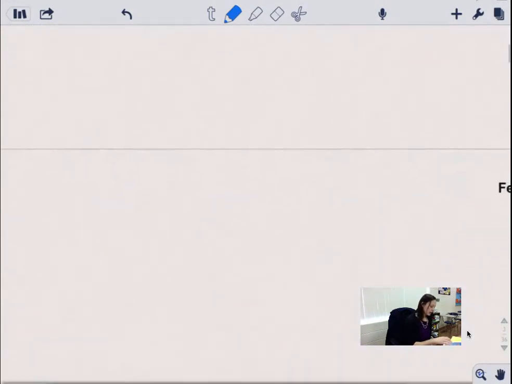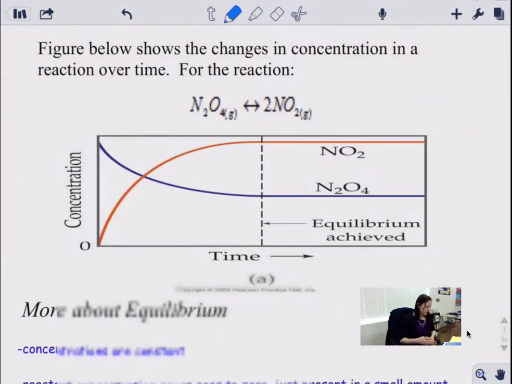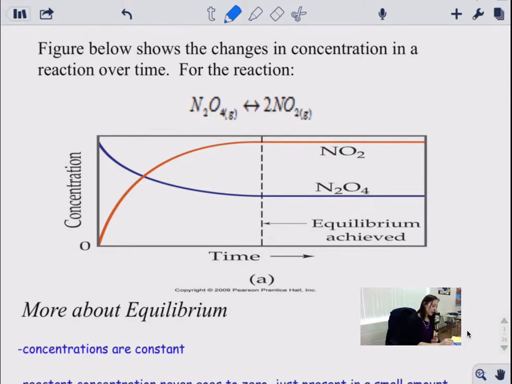Okay, so we're going to look at this figure, and yours is actually to the right, for the changes in concentration in a reaction over time. I have this reaction between N2O4 and NO2. N2O4 is my reactant, NO2 is my product. When it starts off, notice how the NO2 is really low because it's a product. I don't usually start off with any of my product, and I start off with a whole bunch of my reactant. Over time, my reactant turns into product, so my reactant concentration goes down, but my product concentration goes up.